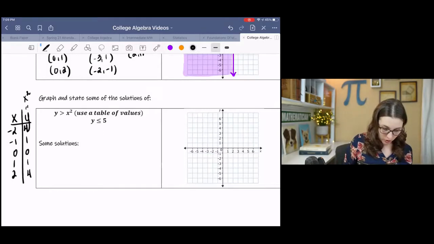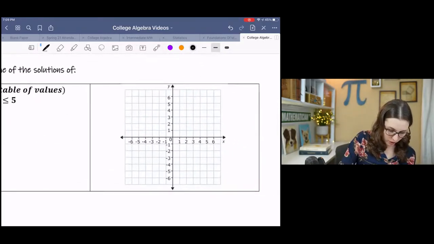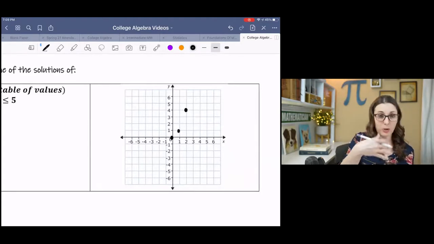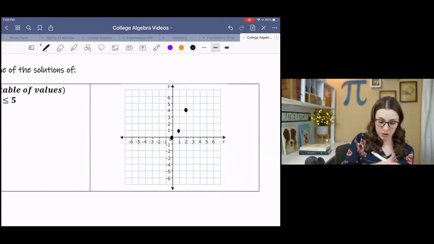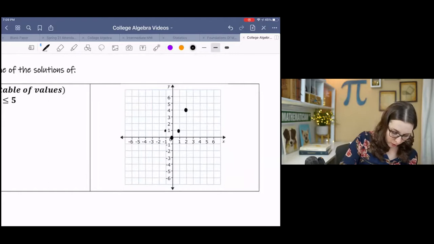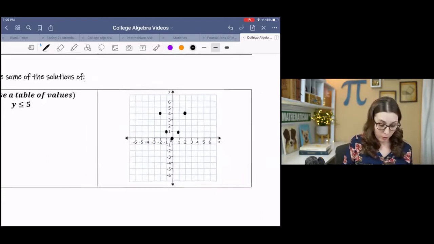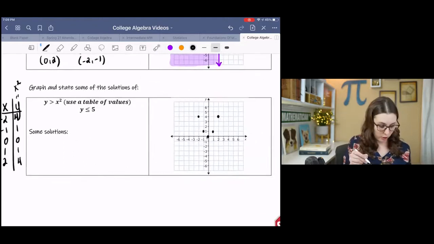So we are going to sketch that over here. 0, 0, 1, 1, 2, 4. 3 would go to 9. Doesn't fit. It's okay. And then there's a mirror image on the other side. -1, 1, -2, 4. Now, before we draw this curve, we have to pay attention to the inequality.